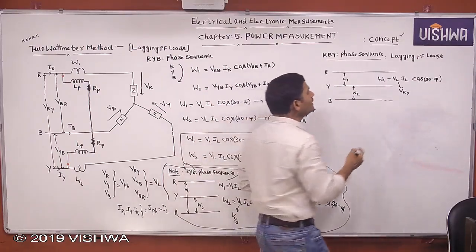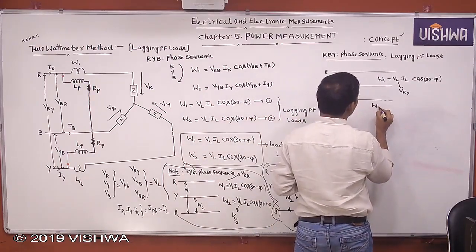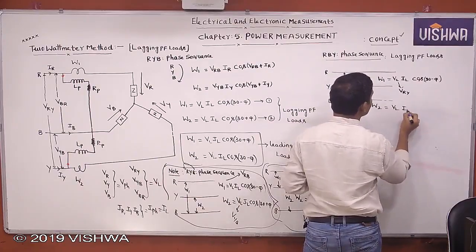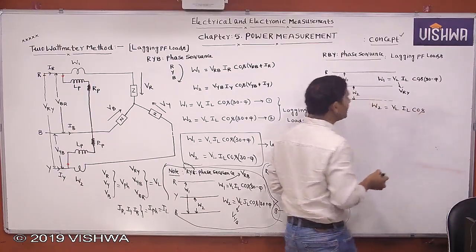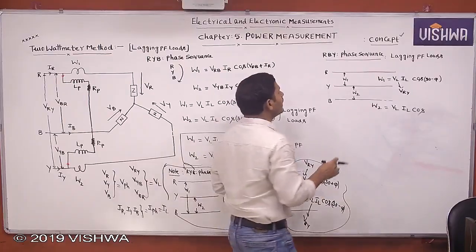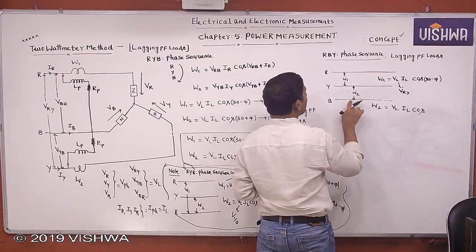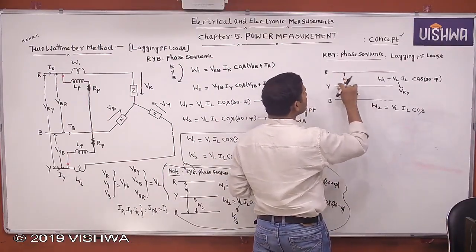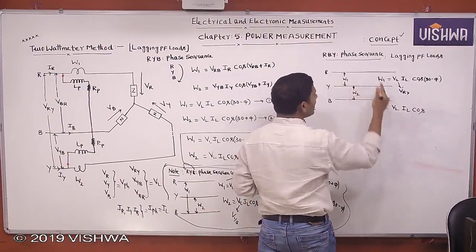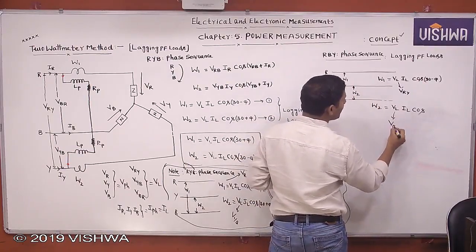Understood. Now what is the W2 reading? W2 equals VL IL cos(30 + φ) or cos(30 − φ), that you will see. Where the W2 is connected, you always take one as the reference line only, always Y here. That's why W2 is connected between B and Y.